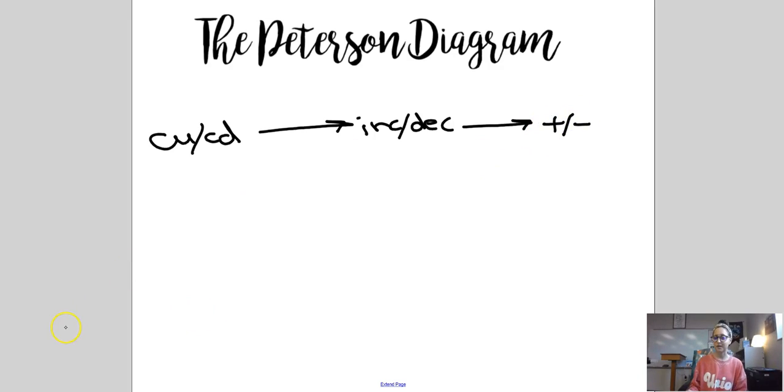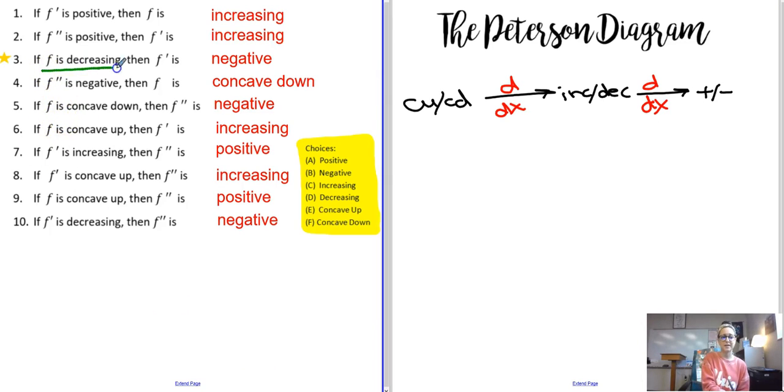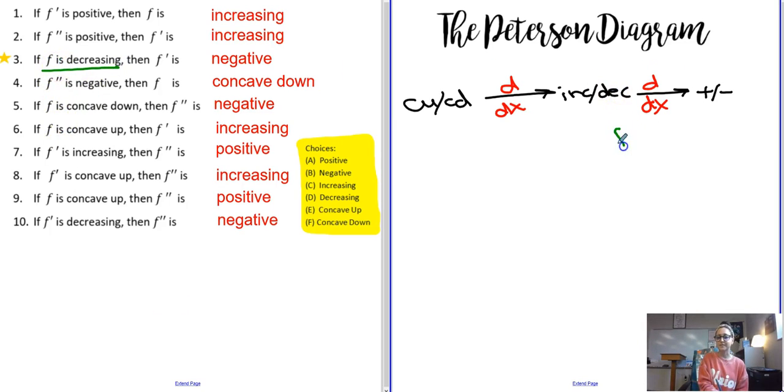So now let's apply this to some of our questions. All right, so let's start with question 3. I've got a little star by it so you know which one I'm looking at. It says, if f is decreasing, then what is f prime, okay? So remember, every time I move to the right, I take a derivative. Some people even like to put a little d dx, right? d dx. So let's answer question 3, and let me show you how to use this diagram. So it says f is decreasing. So I'm going to go to my decreasing slot right here and label it as f, okay? Now what I'm looking for is f prime, okay?